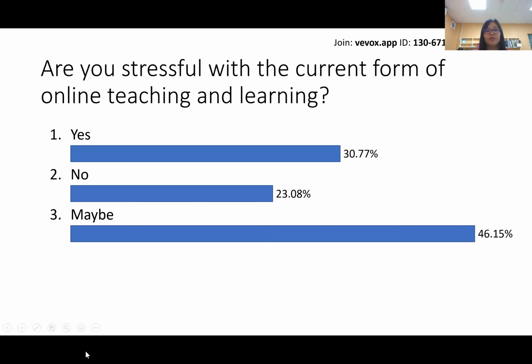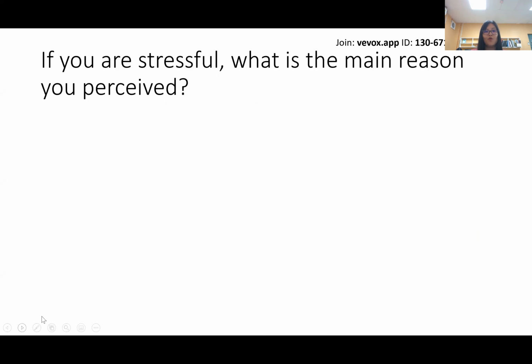So let me see how many of you are stressful. Okay, we have around 50% yes, and around another 50% maybe. But we are not in a good direction, sorry, because more than 50% is yes, or maybe and yes. If you are stressful, what is the main reason you perceive? You can just enter even a phrase or sentence. What do you think is the main reason, in the form of the current online learning? What is the main reason that you are stressed about your study?